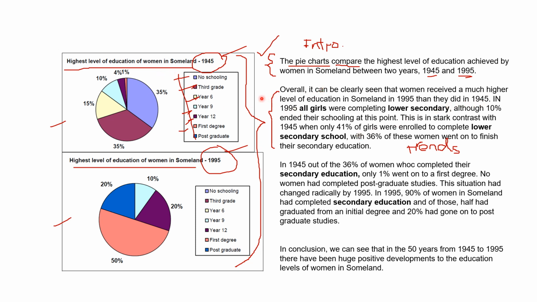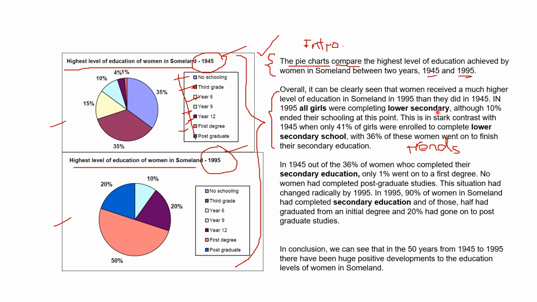So that one is a stark or a very obvious pattern or trend. Women in 1995 received a much higher level of education than women in 1945. What else can be said about this difference? In 1995, all girls, if you add these numbers, these percentages, you'll get 100%. 20 plus 10 plus 20 plus 50, 100%. In 1995, all girls were completing lower secondary.